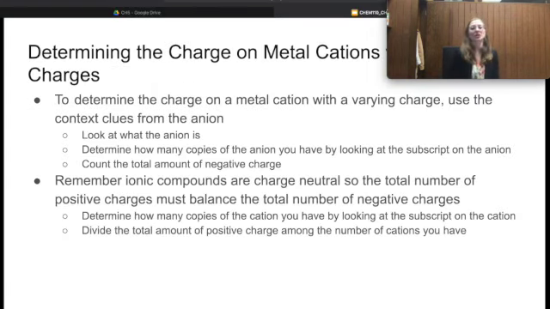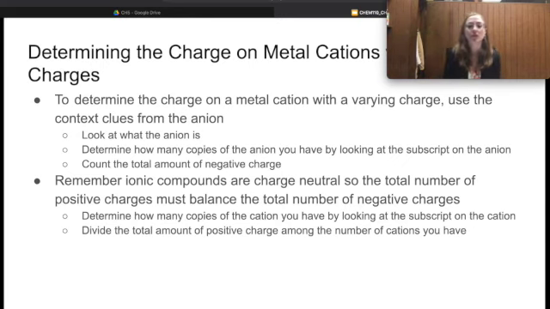So we need to determine the charge on metal cations with varying charges, okay? Remember, your charge is based upon the compound that your metal cation is in. To determine the charge on a metal cation with a varying charge, you have to use the context clues that you get from whatever anion you have. So what you do is you see what your anion is, and you look at the subscript on your anion to determine how many copies of it you have so that you can count the total amount of negative charge you have.